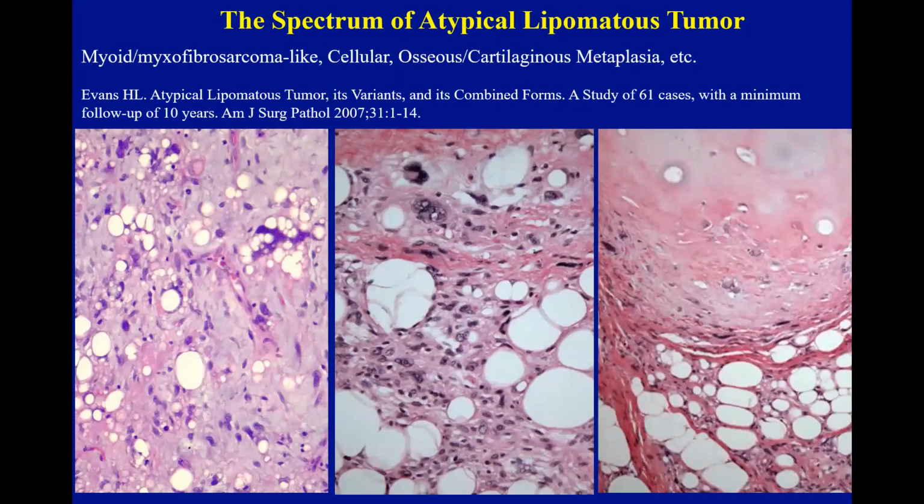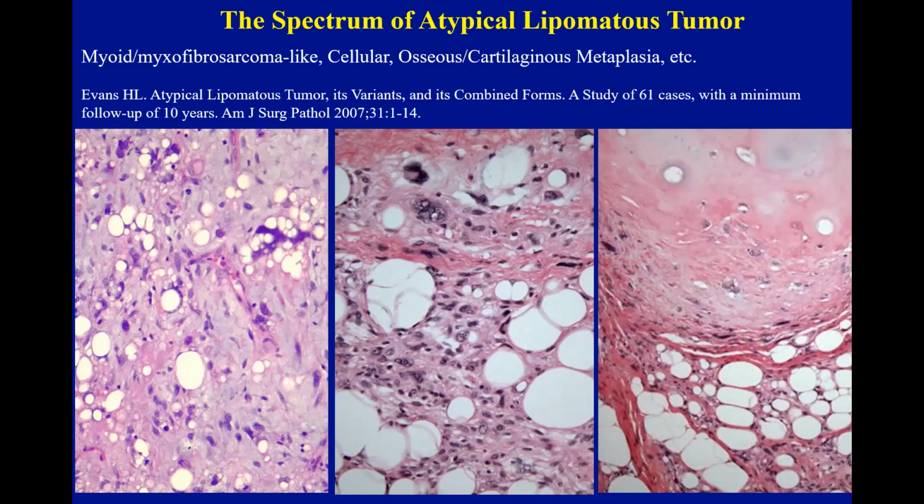Now, we've also known for quite some time that the spectrum of atypical lipomatous tumor extended beyond these subtypes. It wasn't just limited to sclerosing, inflammatory, and lipoma-like, but other fatty tumors could have other features. And again, it was important to basically recognize these as ALTs, not overcall them as a higher grade sarcoma, because their biology and clinical outcome was similar.